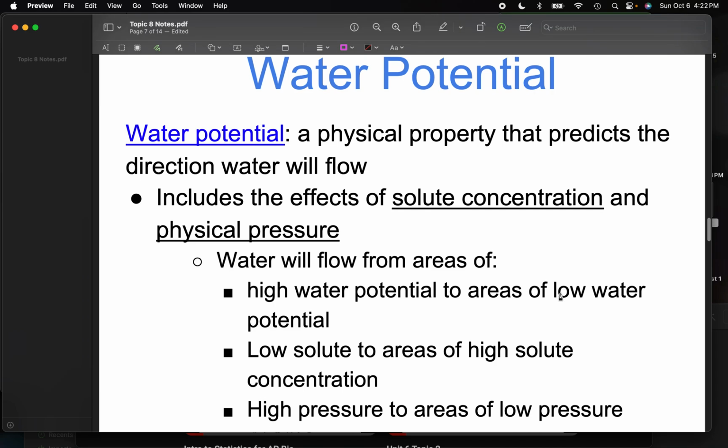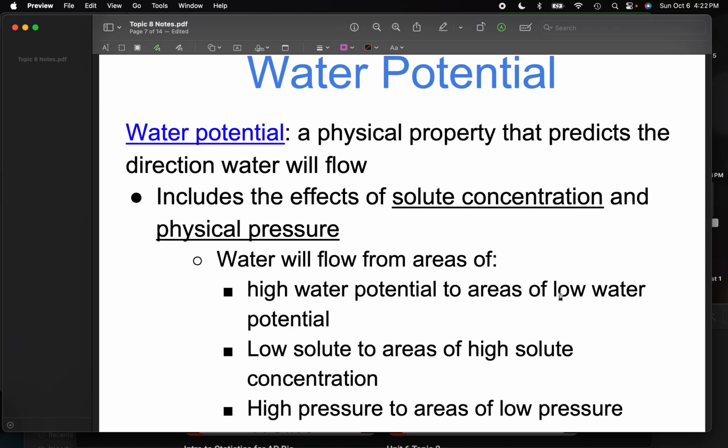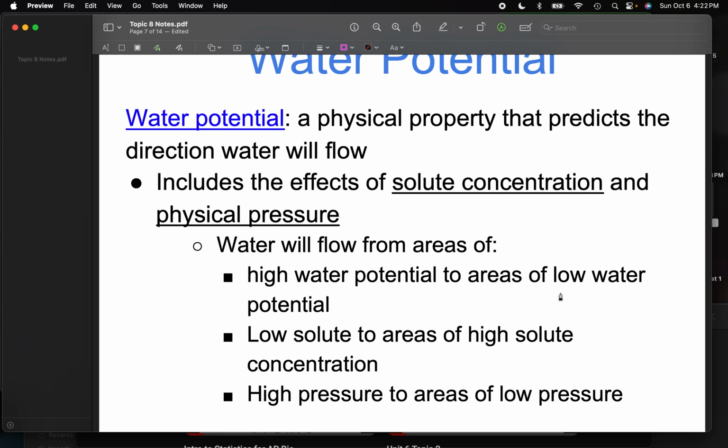Water potential. So we did a lab on this. Water potential is a physical property that predicts the direction of the water flow. So we can think of this mathematically before we even test it out in a practical manner. This includes the effect of solute concentration and the physical pressure of our atmosphere. Water will flow from areas of high water potential to areas of low water potential. They will flow from areas of low solute to areas of high solute, and they will flow from high pressure to areas of low pressure.